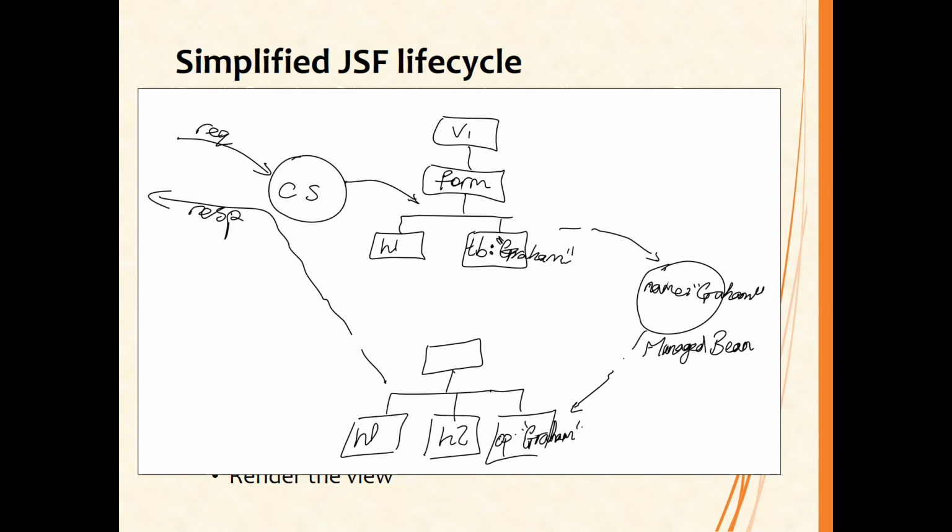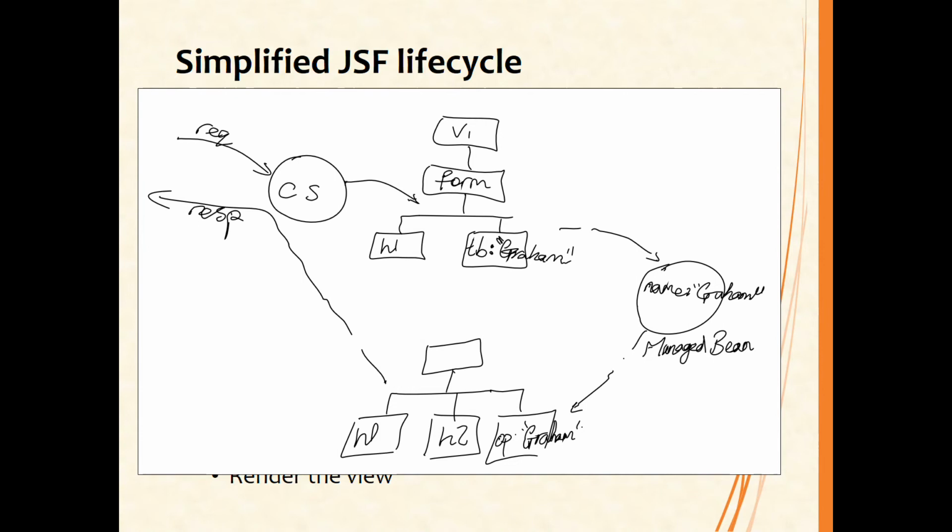Well, that value is then entered into the component tree for that text box. And so on the diagram, we then have TB with a value of "Graham" in double quotes because it'll be a string. So the control servlet has built this component tree and populated it with the values that have come from the request. The next stage is for the control servlet to create an instance of a managed bean.